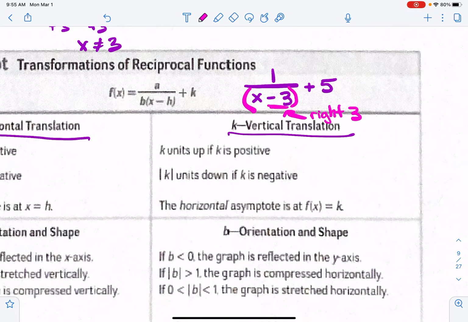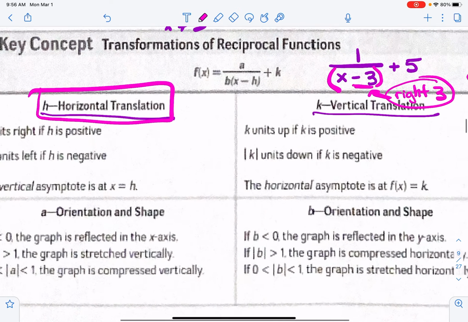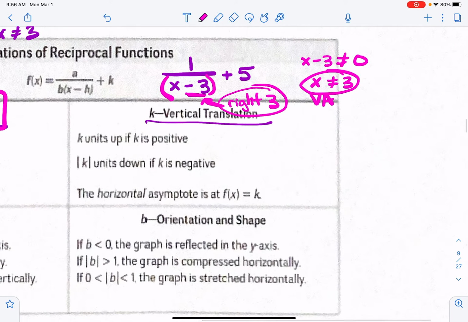Or you can just think about it as x minus 3 can't be 0, so that means x can't be 3. That means your vertical asymptote is at 3, okay? So however you want to think about it, it all goes together. It's either a transformation to the right 3, it means x can't be 3, it means that's where your vertical asymptote is. It all means the same thing. Those are just different ways of saying that's a horizontal translation to the right 3 units, okay? We always use the opposite sign. Minus usually means left, but here minus actually means to the right, okay?